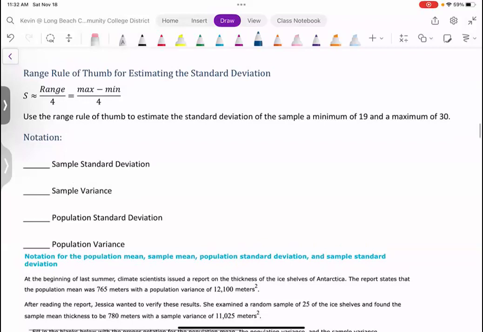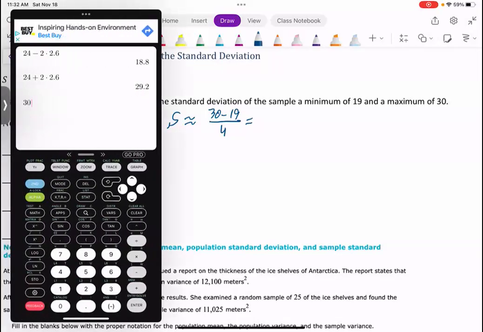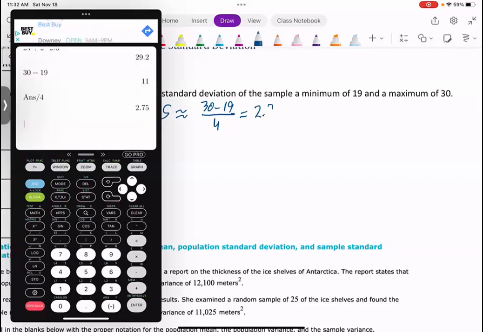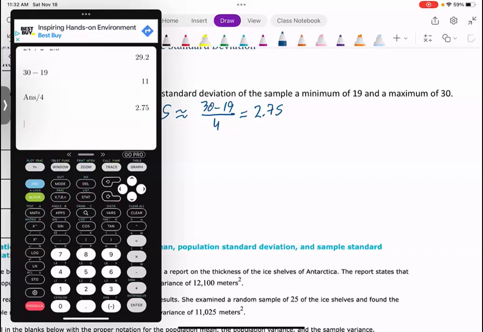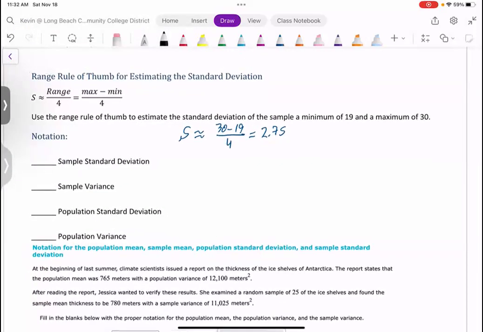Well, that's going to be S is about 30 minus 19 divided by 4. So 30 minus 19 divided by 4. So an estimated standard deviation is 2.75. Again, we try not to do estimates if we don't need to, but sometimes that's all the data that we have.